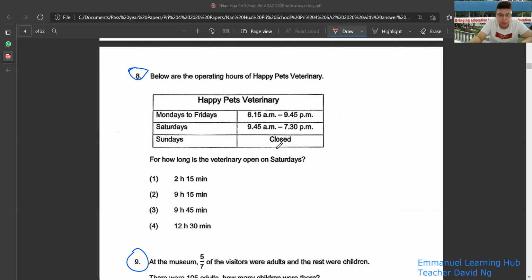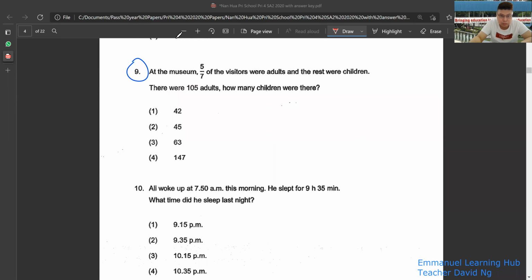Okay, then question 9. At the museum, 5/7 of the visitors were adults and the rest were children. So what fraction are children? What is the fraction that are children? 105 minus 5 over 7.